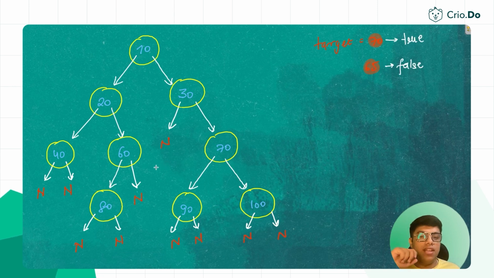So how can I search? First of all, if I am following DFS traversal, that is depth first search traversal, if I am using DFS, then what do I have to do?